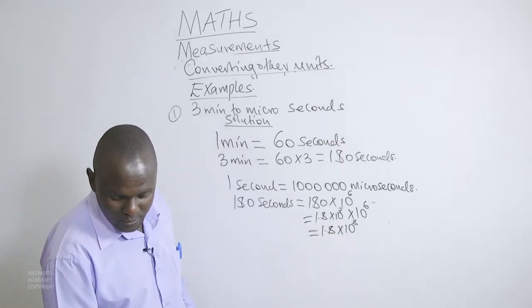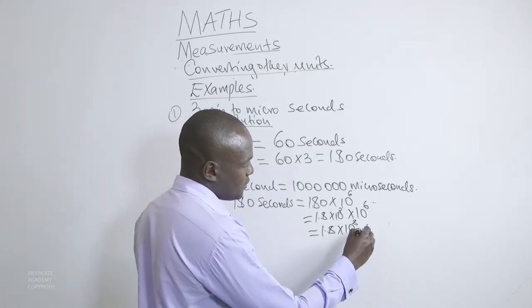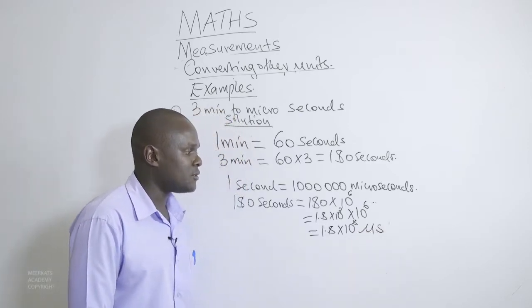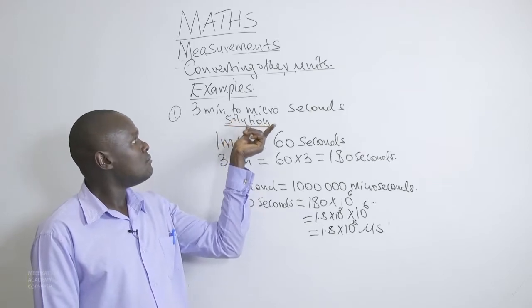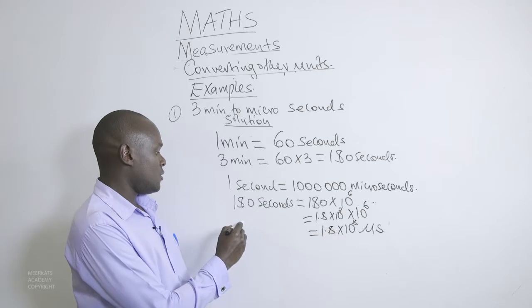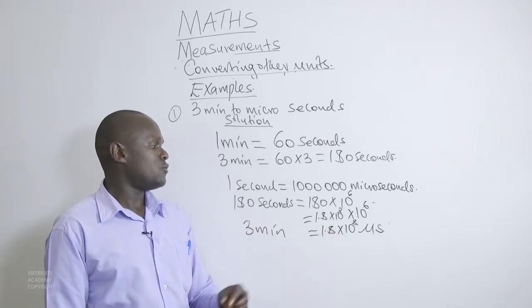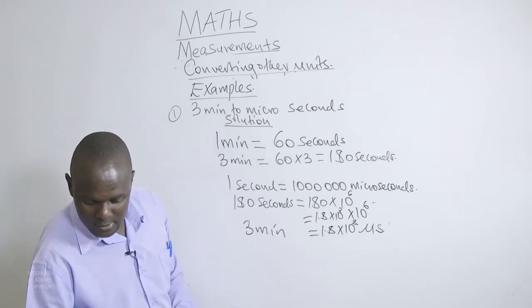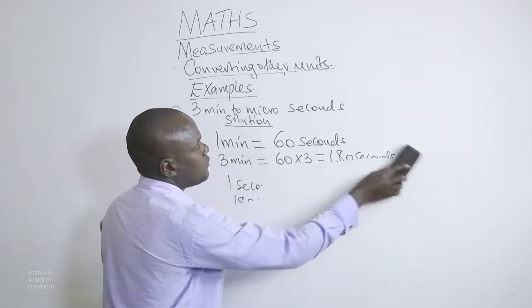Raised to power 8 microseconds. So we said the symbol for micro is that, so microseconds will be denoted by that. So we have converted our 3 minutes to microseconds. Our 3 minutes will be equal to 1.8 times 10 raised to power 8 microseconds. Let us look at one more example.